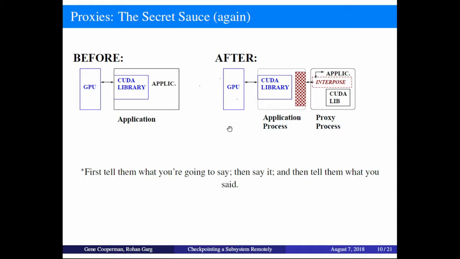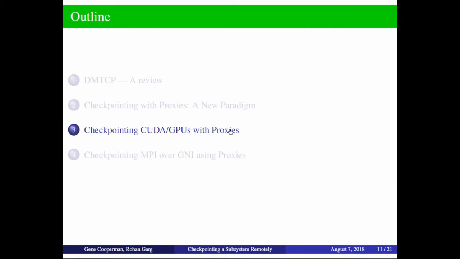Okay, so now we're back to the old slide. It's the old saying that first tell them what you're going to say, then say it, and then tell them what you said. So hopefully the idea is clear. I have the same mistake on the right. The application process should be the one all the way to the right that has the application in it. And the proxy process is the one that has an active CUDA library. So ideally, the game is clear. Let's see how well it works in practice.